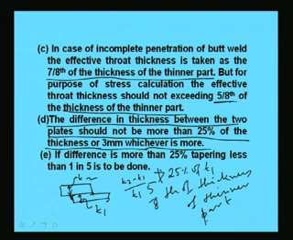Okay. And if the difference is more than 25%, tapering of less than 1 in 5 is to be done. Generally, we used to make a tapering of 1 in 5, in this ratio. But if the difference is more, then the tapering has to be less. If it is more than 25%, then tapering less than 1 in 5 is to be done. So, tapering has to be made accordingly.